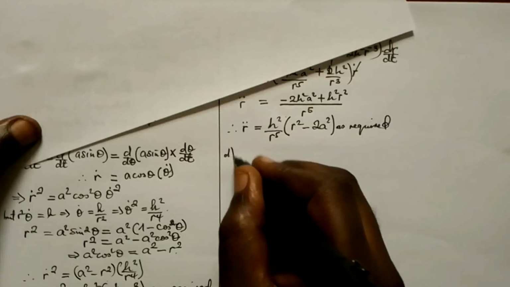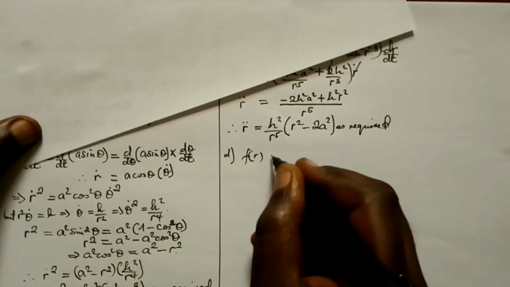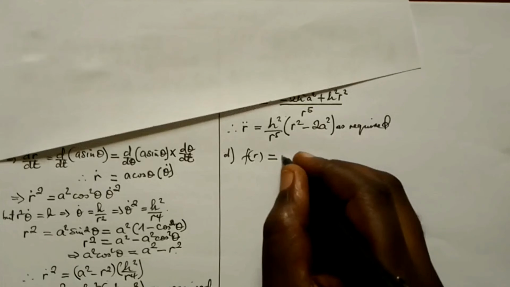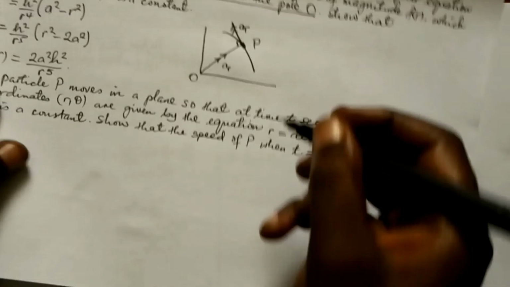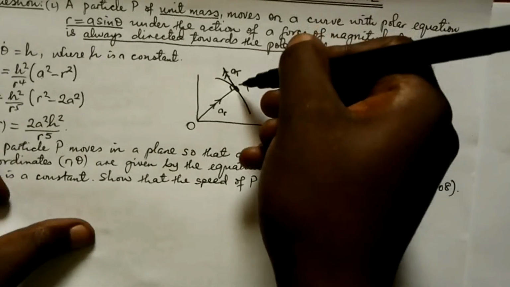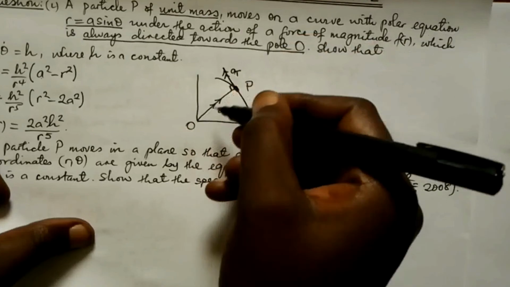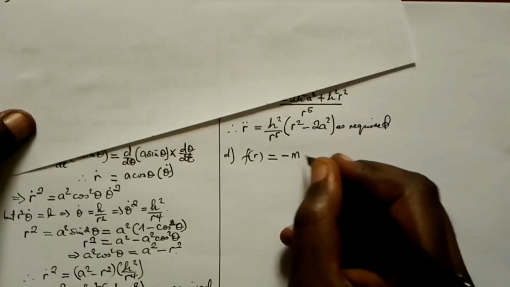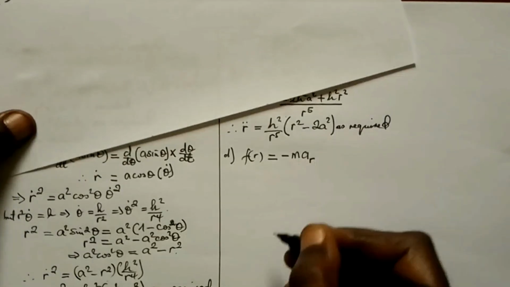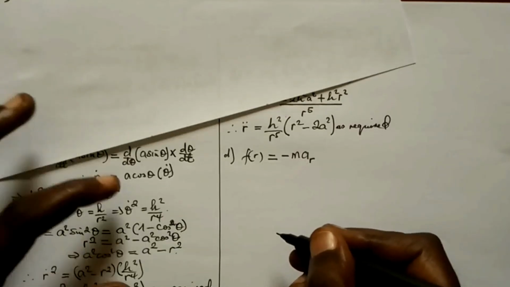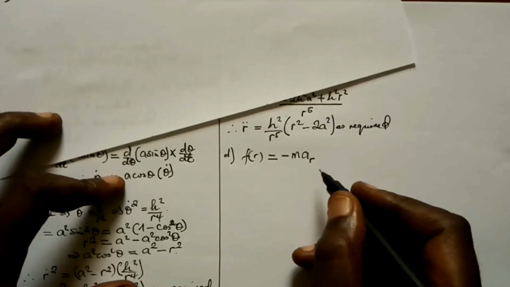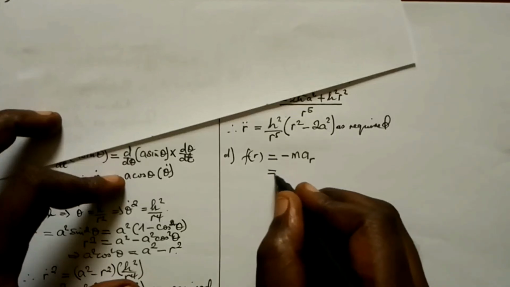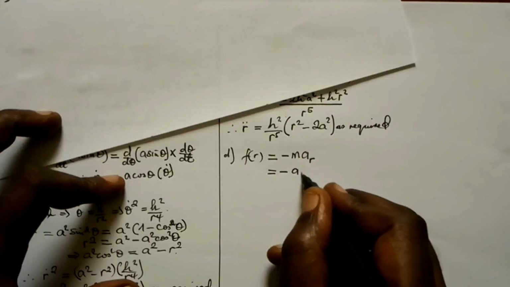In the D part, F of R, the force, should be equal to the mass, but the force is negative because it is moving towards the particle. The force is directed towards the pole, meanwhile the acceleration is away from the pole. So it's a negative force, ma, and the a here is the radial component only, because the transverse component of the acceleration is 0, as already explained in the previous part of the question. The particle was said to have unit mass, so we just have negative a_r.